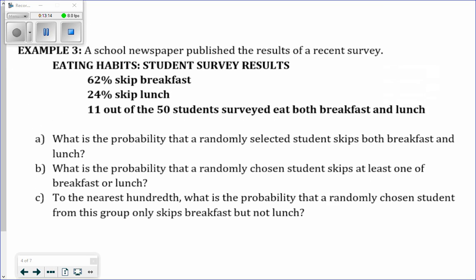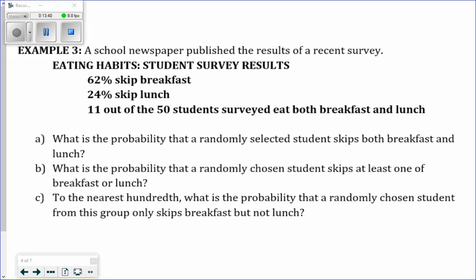Okay. A school newspaper published the results of a recent survey. Eating habits. 62% skip breakfast. Shame on them. 24% skip lunch. I hope it's not the same group of kids because that's insanity. And 11 out of the 50 students eat both. Yay for them.